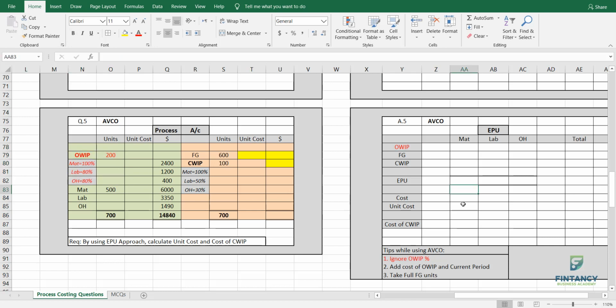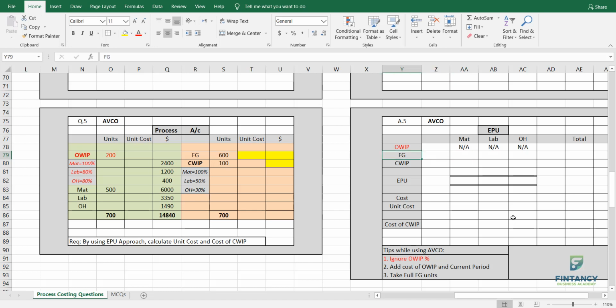So I'm saying ignore. When I'm saying ignore, it means you will write not applicable. So we don't consider opening work in progress units when we are creating EPU under weighted average method. Okay, I will tell you the logics after this discussion. Let me complete this first. See, first of all, remember, when I am saying average, it means I need to total. Just remember this.